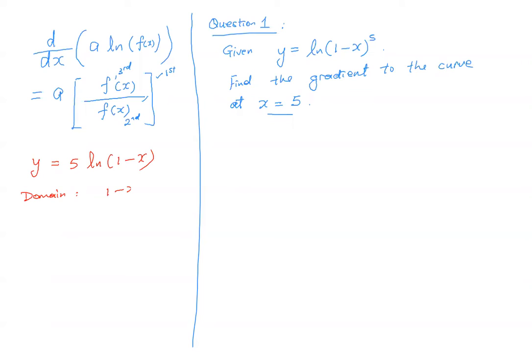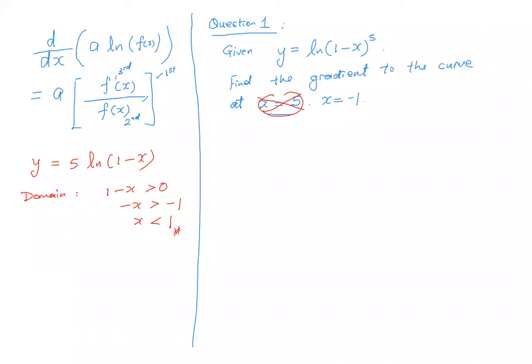1 minus x must be greater than 0, am I right? So negative x must be greater than negative 1, am I right? So x must be smaller than 1, am I right? So is this workable? No. So Jen Hao, give me a value of x that is workable for this case. -1. Okay, x equal to -1.